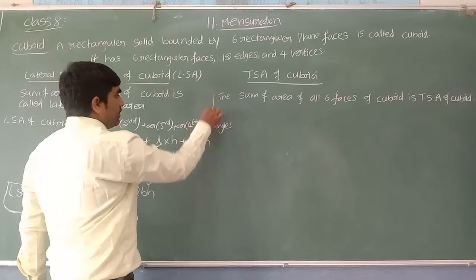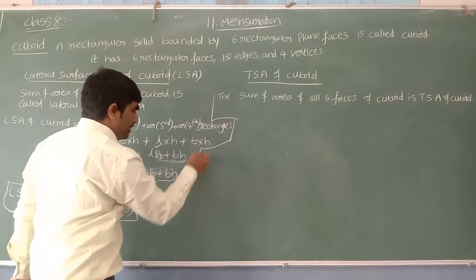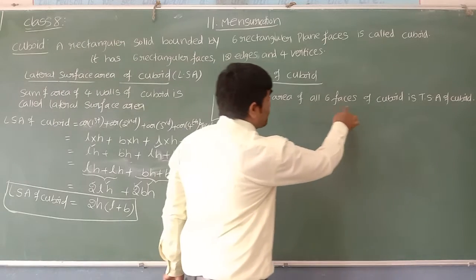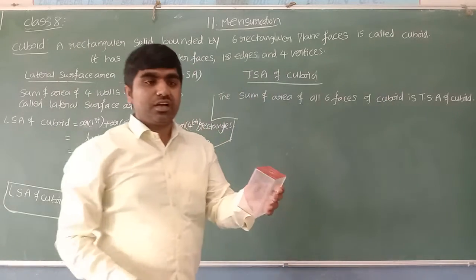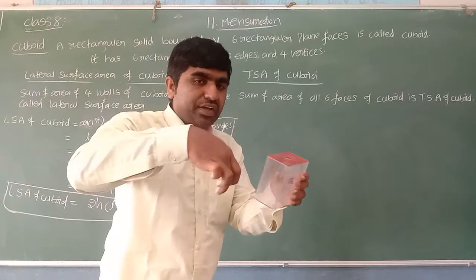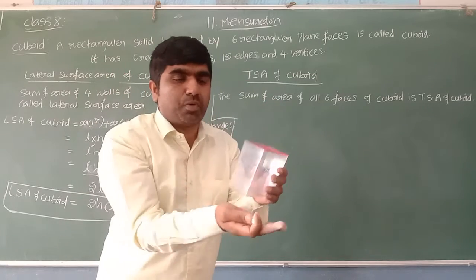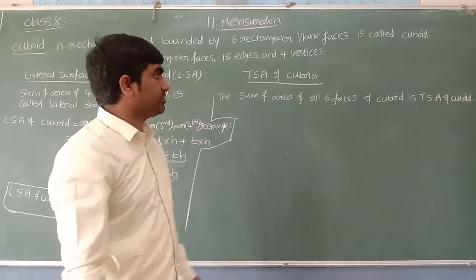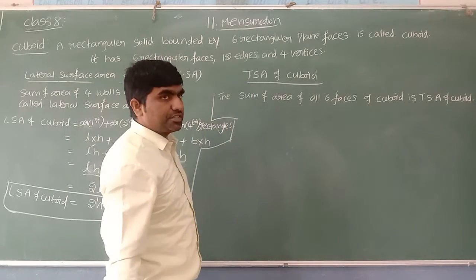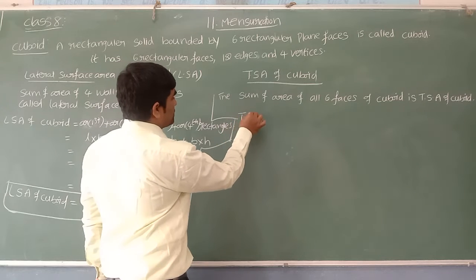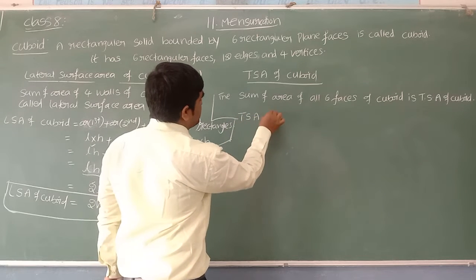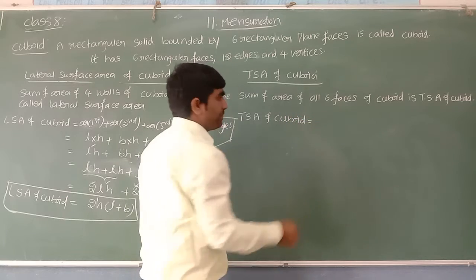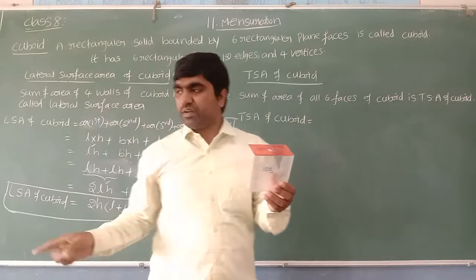Similarly, let us see what is the TSA of a cuboid. The sum of areas of all 6 faces, the lateral 4 faces plus top plus bottom. The sum of areas of all the 6 faces of a cuboid gives us the TSA of a cuboid. Now let us find the formula to find the TSA of a cuboid. TSA of a cuboid is equal to, already we got LSA.